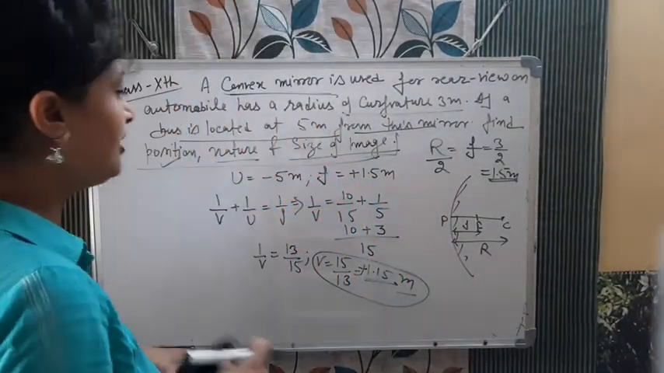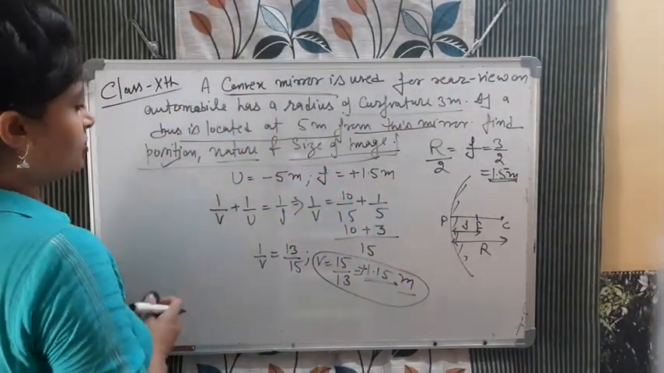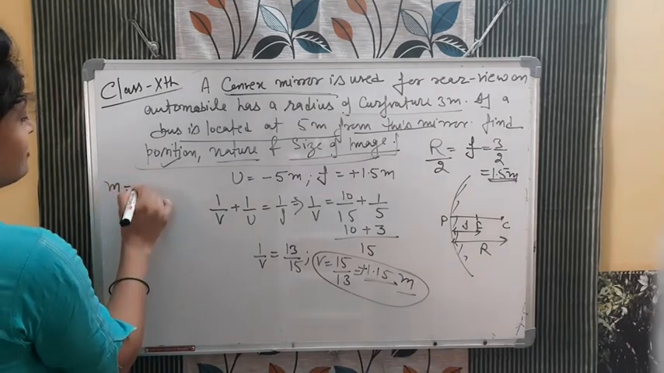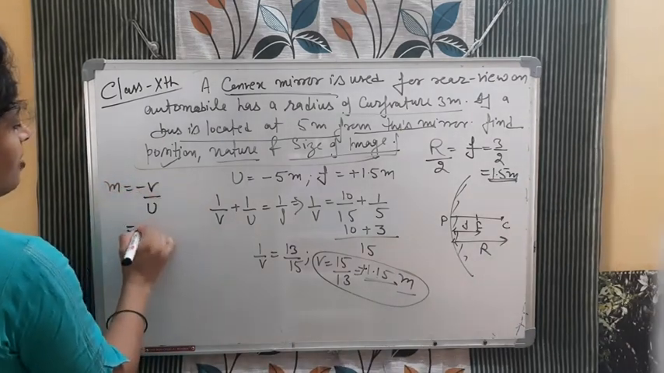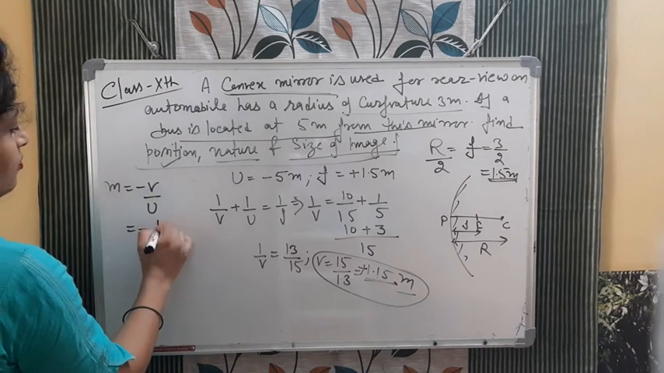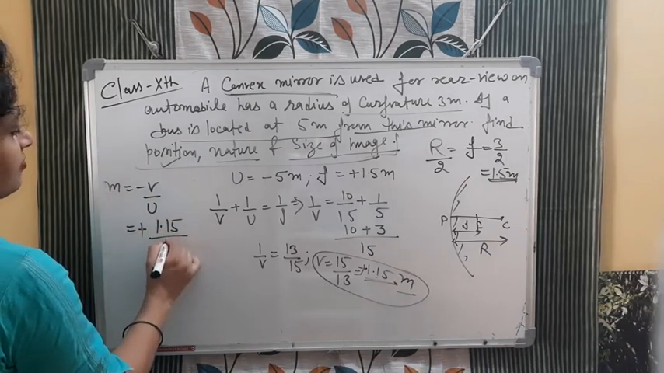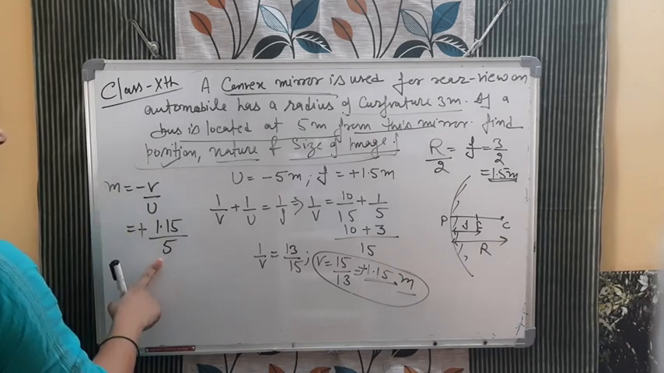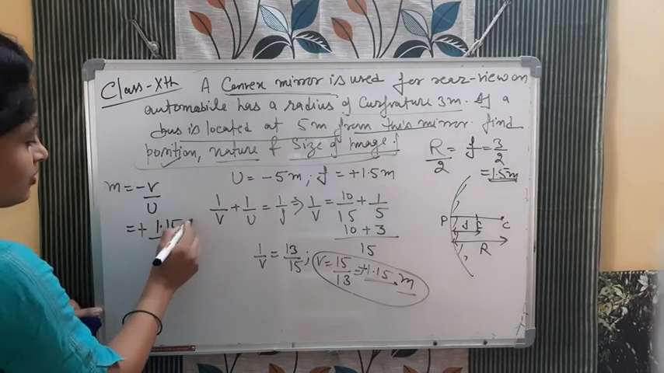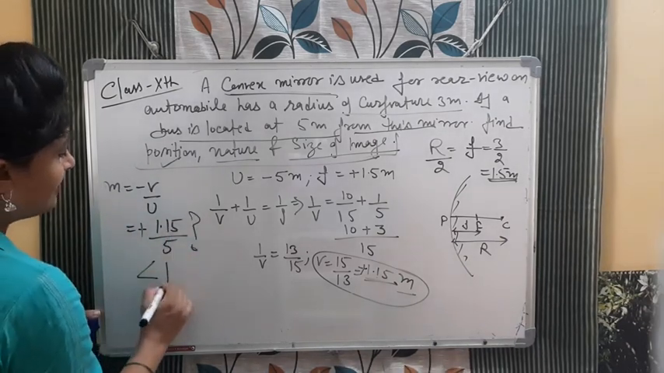So, okay, what we need to do now? We need to find out the magnification. Formula for magnification is minus v by u. Now minus v is 1.15 by u is minus minus plus 5. Okay, so from here we can calculate and simply you can see from here it will be less than 1.